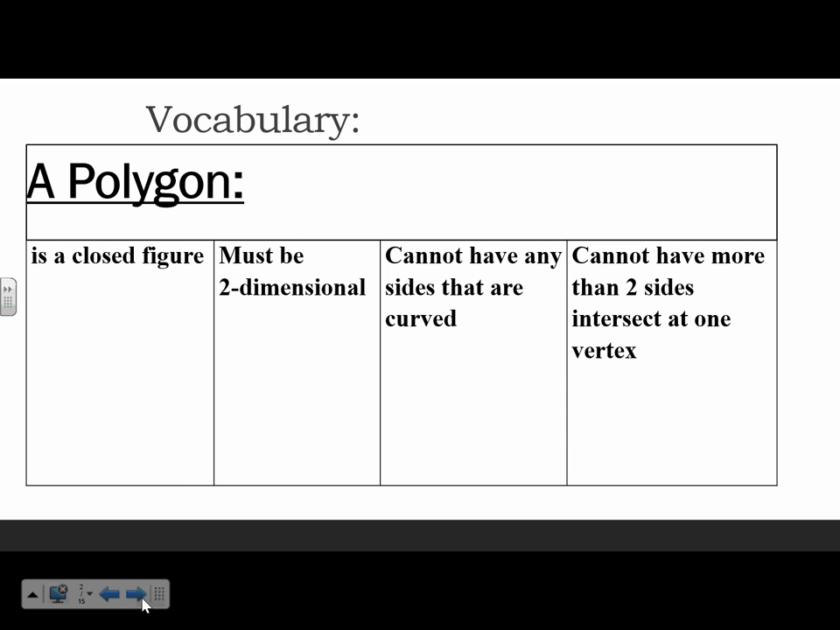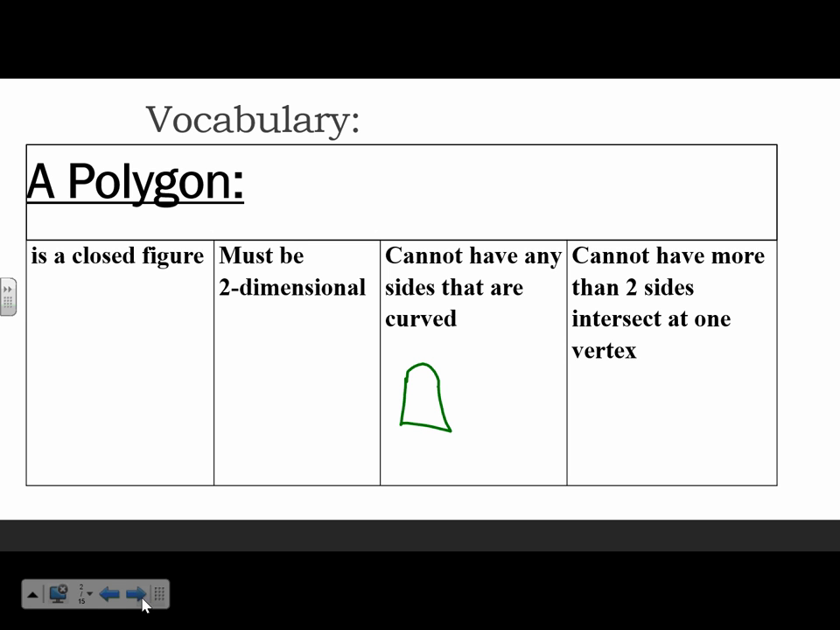It has to be two-dimensional. Polygons are not three-dimensional figures. That is a whole other can of worms that we're not going to get into this chapter. It cannot have any sides that are curved. So a circle doesn't work, and even a rectangle with a curved side doesn't work. Any side that is not a straight line makes it not a polygon.